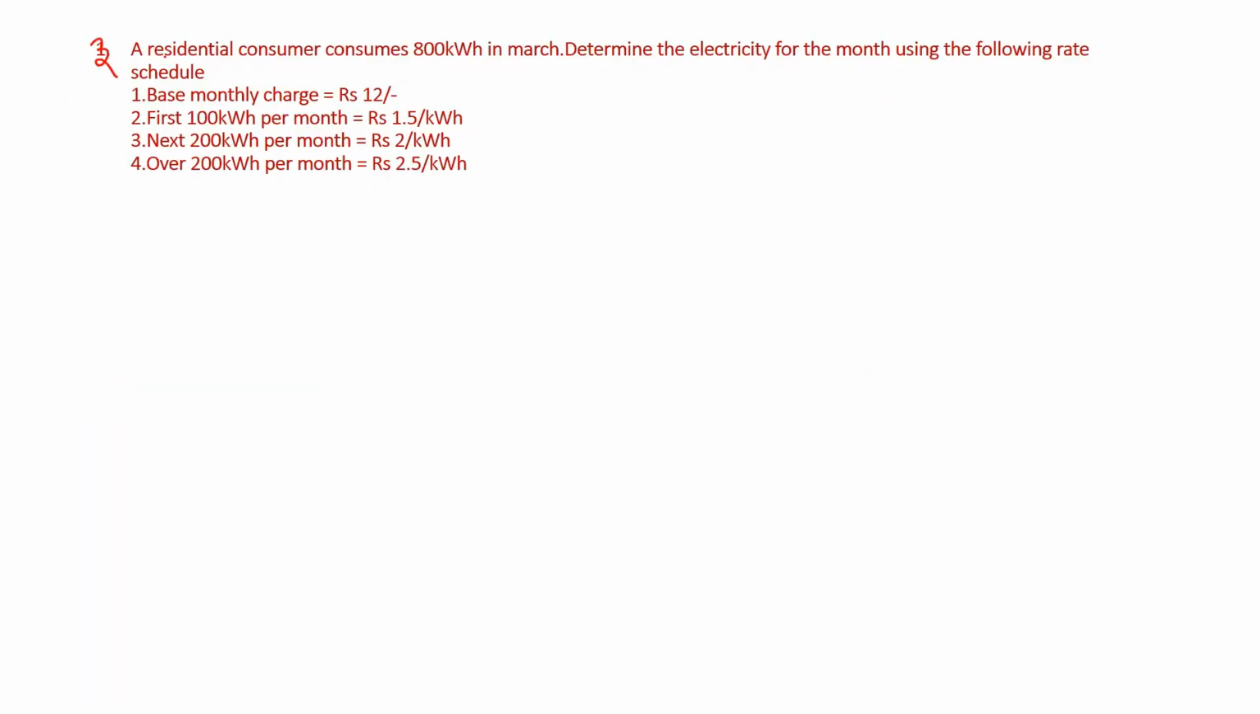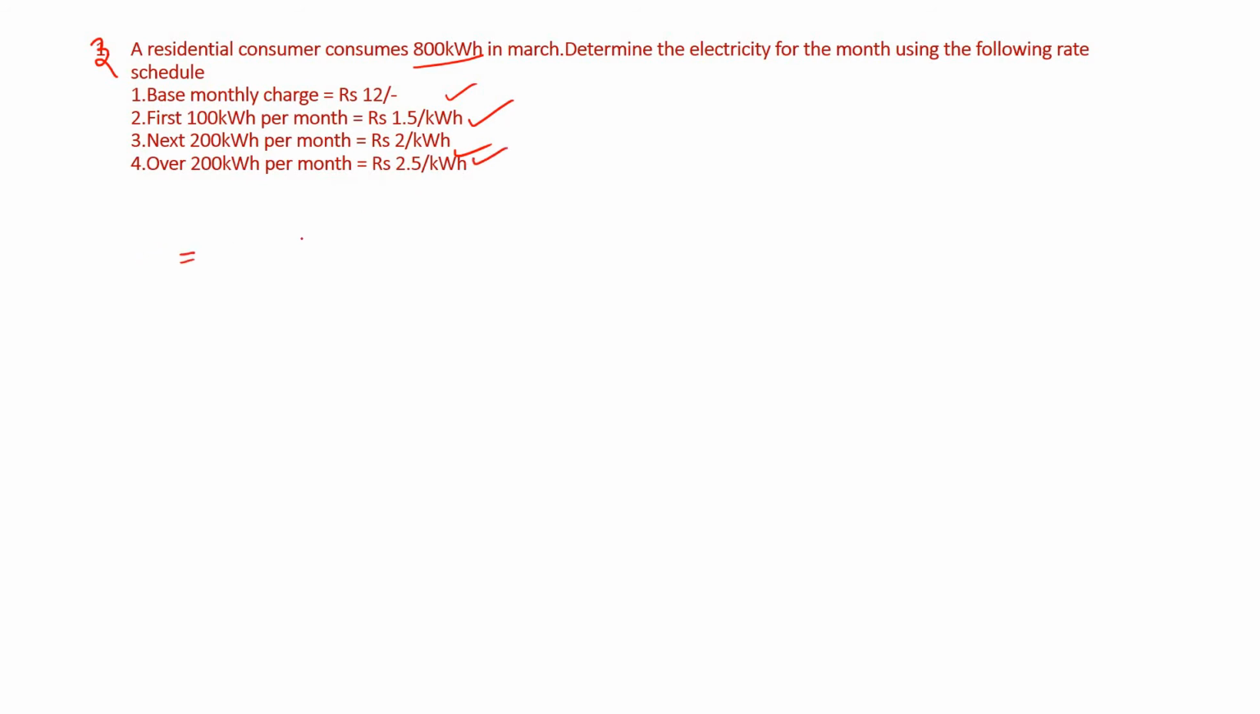Next, problem number 3. A residential consumer consumes 800 kilowatt hour in March. Determine the electricity bill for the month using the following rate schedule. Base monthly charge is rupees 12. First 100 kilowatt hour per month is rupees 1.5 per kilowatt hour. Next 200 kilowatt hour per month is rupees 2 per kilowatt hour. Over 200 kilowatt hour per month is rupees 2.5 per kilowatt hour.